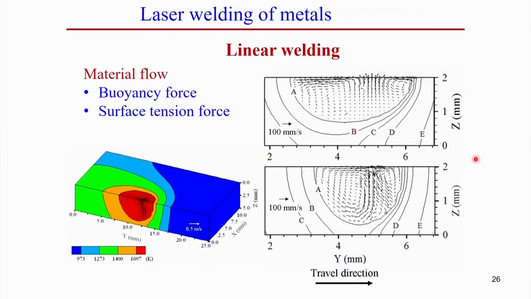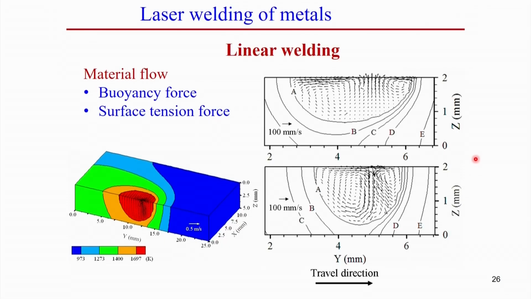Now, of course, the laser welding process is always subjected to some material flow, but what are the driving forces for the material flow in laser welding processes? Material flow mainly happens due to the buoyancy force, because there is a temperature difference, and of course we take into account the density differences through the buoyancy force.